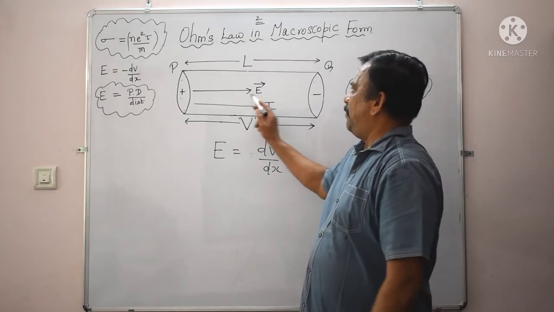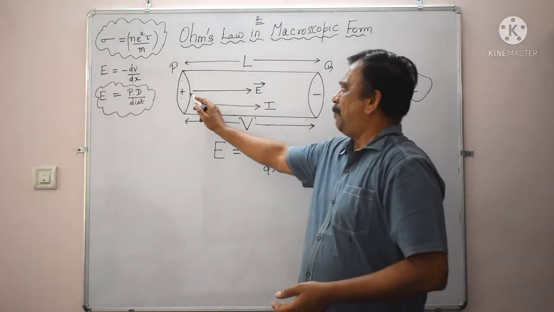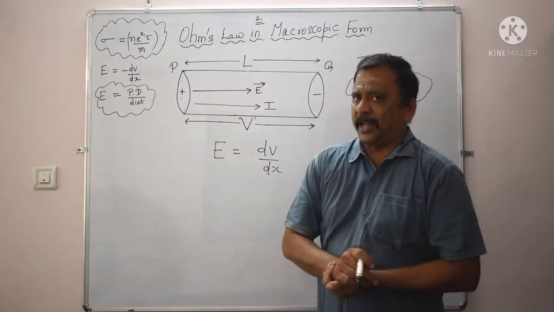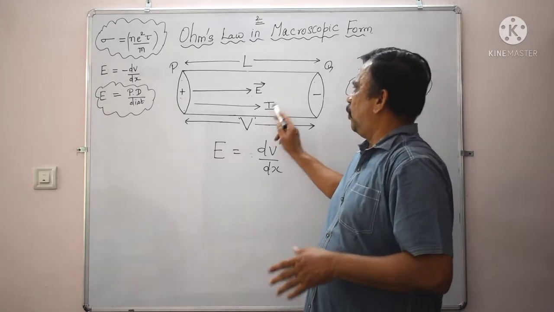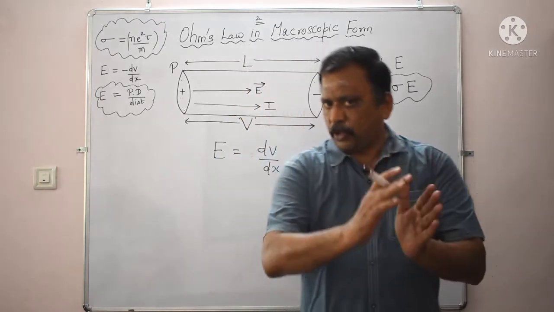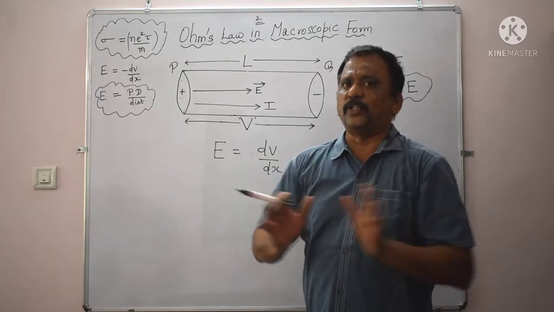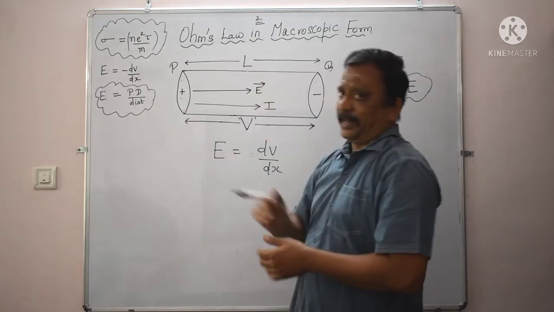So an electric field E vector acts from positive end to negative end. Once the battery is connected to the conductor, or once a potential difference is applied, current will flow through the conductor, isn't it? So let I be the current flowing through the conductor. You know the direction of current will always be from high potential to low potential, that is from positive to negative. So all these formalities you have to write, all this introduction part you have to write before starting the derivation.